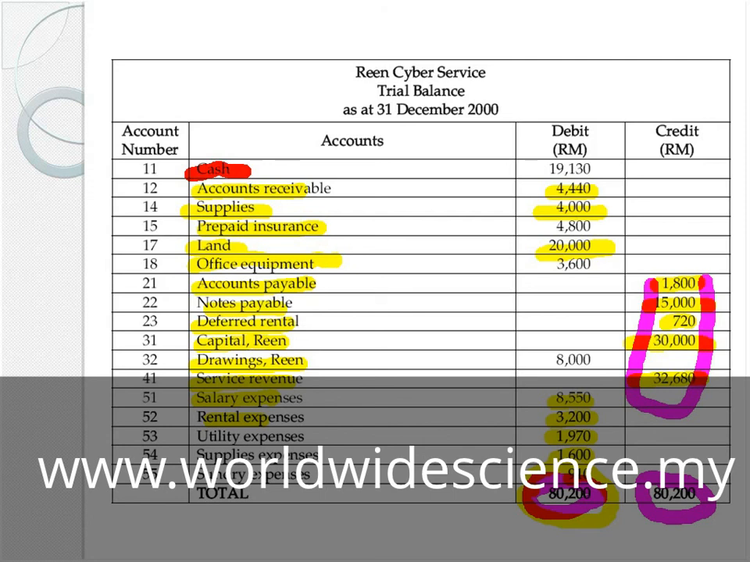So equipment is an asset and comes on the debit side. Where is the office equipment? Yes, we show it on the debit side, because we have paid for that equipment, 3,600, and we show it on the debit side.